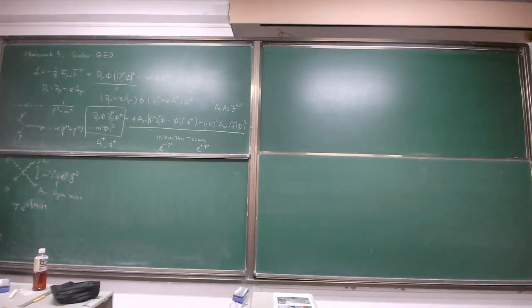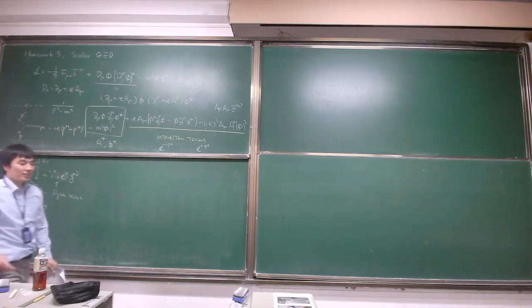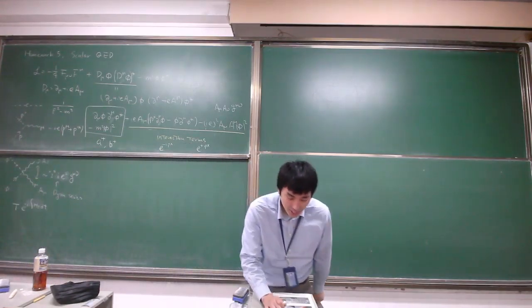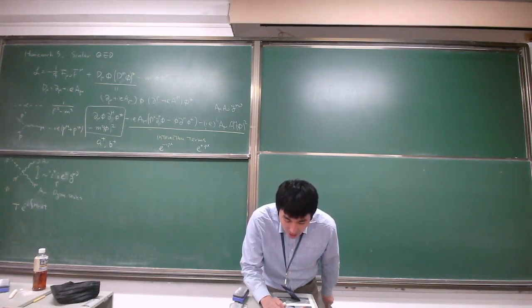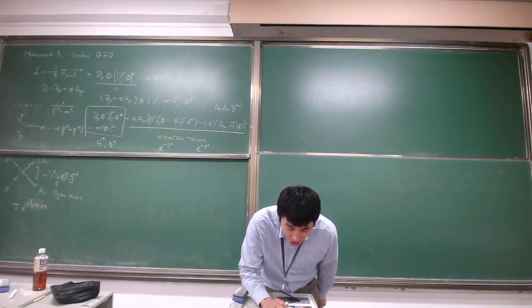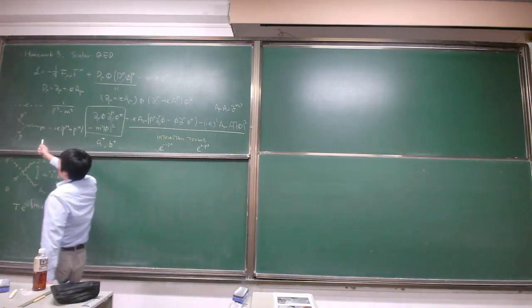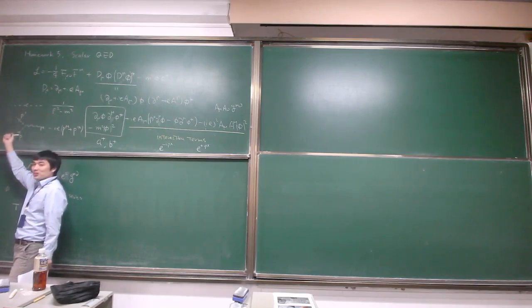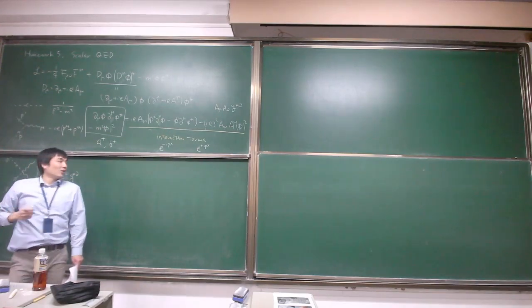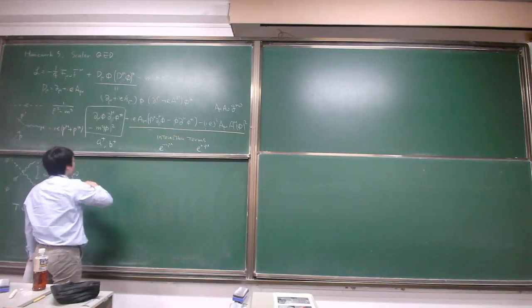Okay. Are you guys following? Is it okay? So this is the Feynman rule for scalar QED. Given a Lagrangian, one can read off the Feynman rules. And next is the last problem. What was the question? Find a quantum correction to this vertex. Okay, so the leading order is this guy.